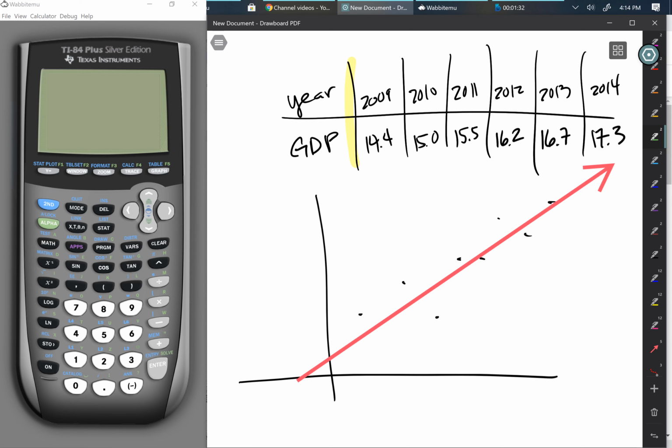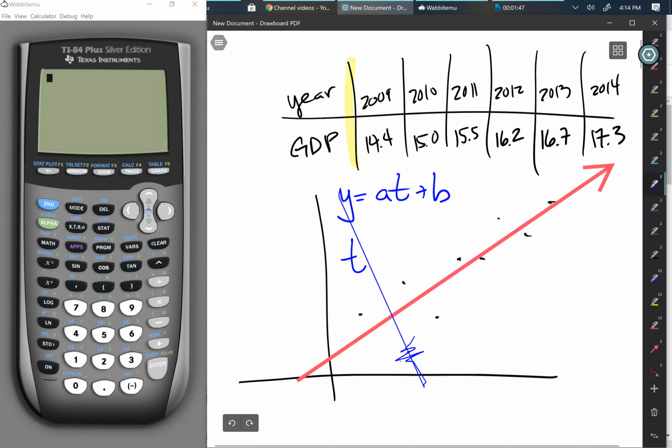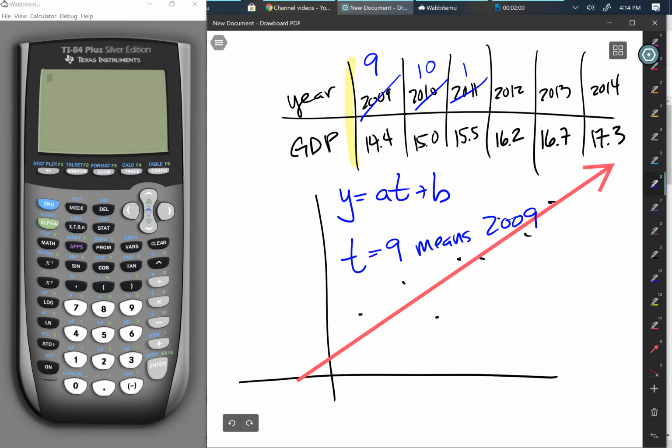Now, there's one thing that they want me to do, though. They want me to find the equation of y equals at plus b, which is a fancy way for a line, but they want me to say that t equals 9 means 2009. So that means I'm not going to use 2009, I'm going to use 9. This will be 10, this would be 11, this would be 12, this would be 13, and then this would be 14.